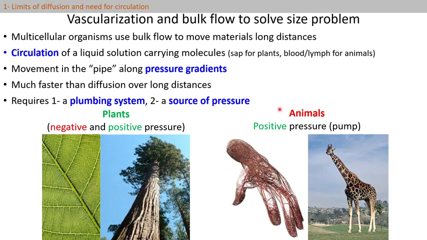So now there is a fundamental difference between plants and animals, and I want you to really realize that. Plants use both negative and positive pressure circuits. So negative pressure is essentially suction. Positive pressure, you need a pump, something to put pressure and generate the circulation by bulk flow. Animals only use positive pressure, and the pump, you already know that, is a heart.